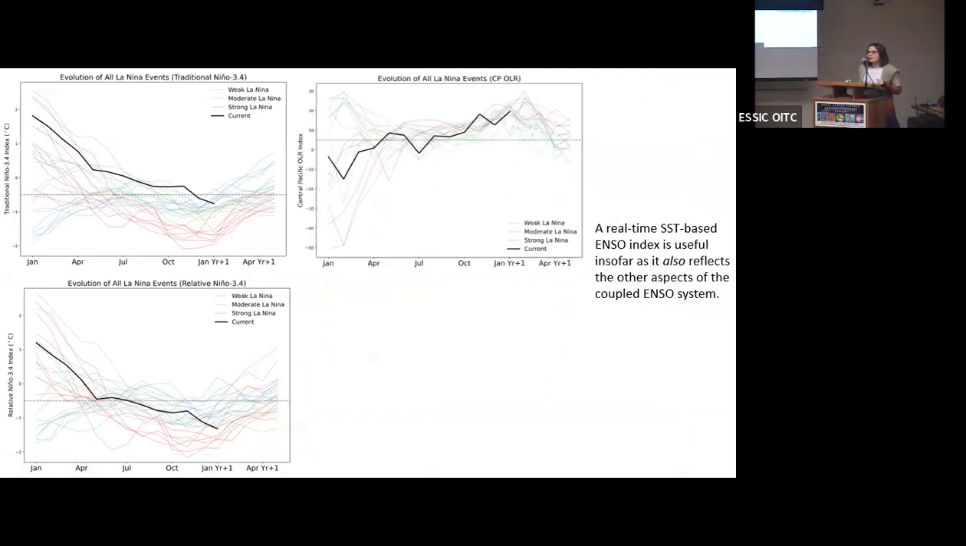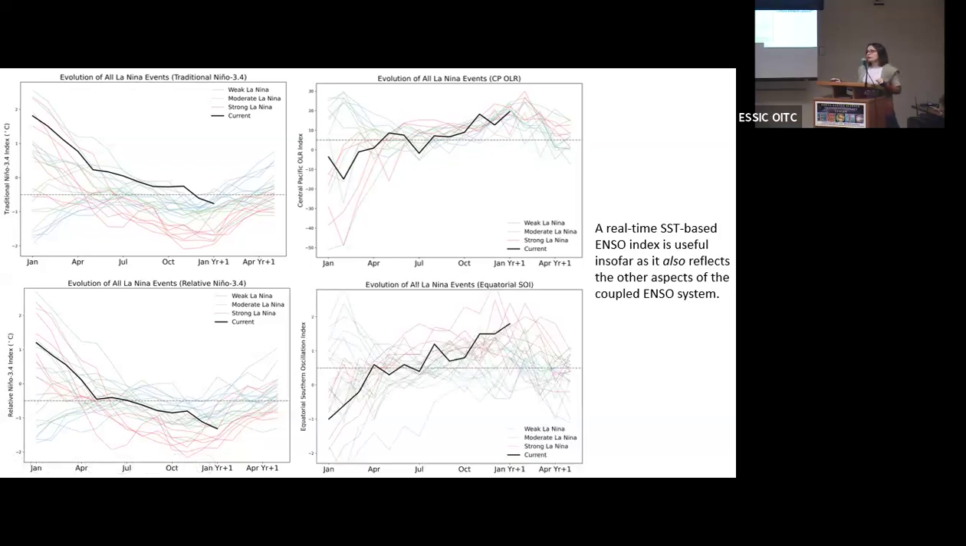This is showing the Central Pacific OLR, which I will define in the coming slides. It's essentially a proxy for convection in the Central Pacific, right on the equator. Again, I'm showing all previous La Ninas, and the black line is where we are now. You see we're in that upper tier of La Ninas when you look at this OLR data.